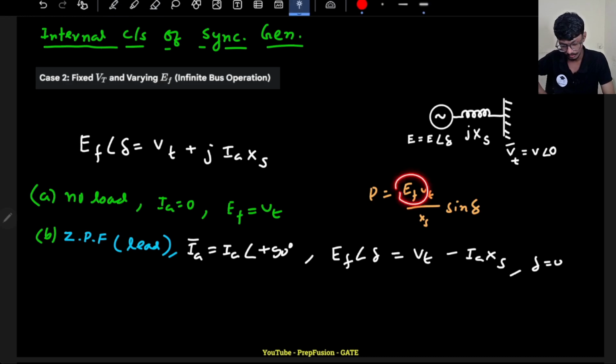EF is non-zero, VT is non-zero, XS is non-zero. Sorry, P is 0 because I am not transferring any active power. So of course, sin delta has to be 0. That means delta has to be 0.